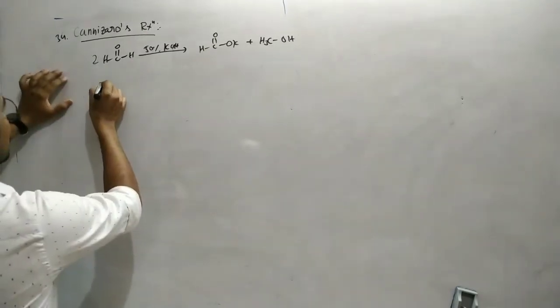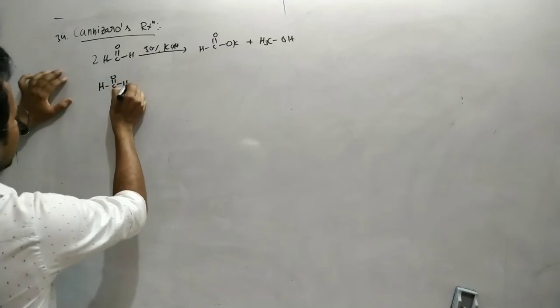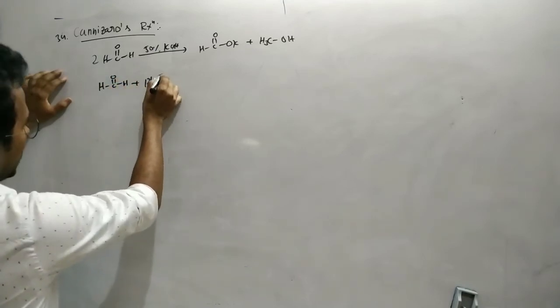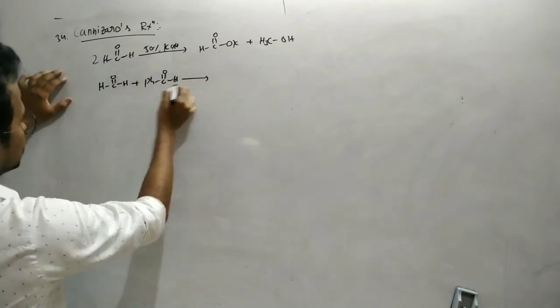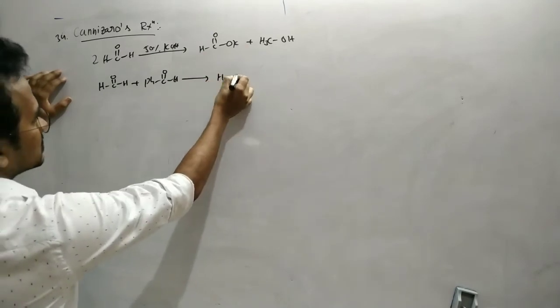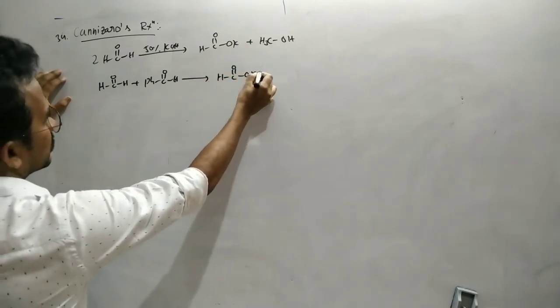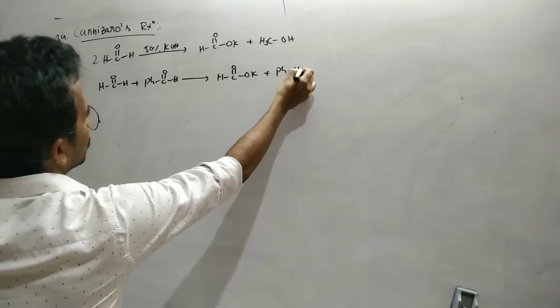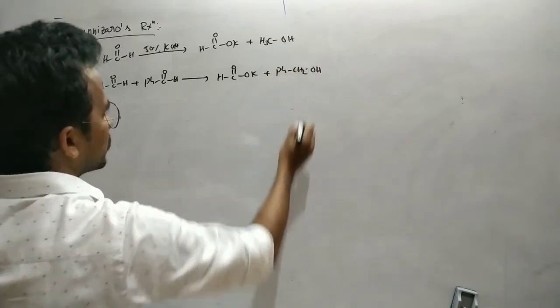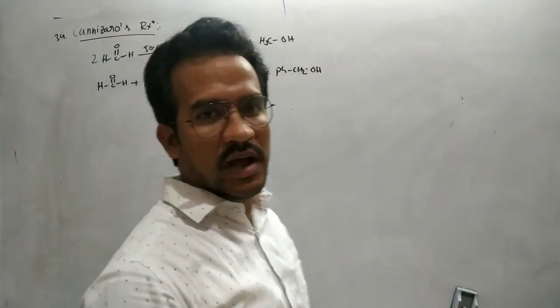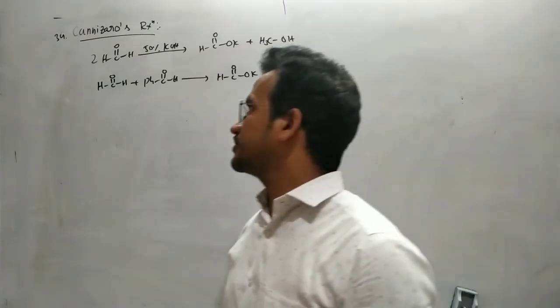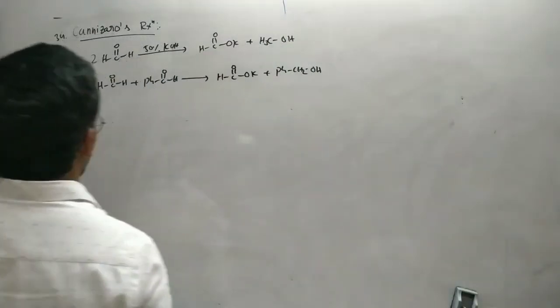Next, suppose 1 mole of formaldehyde and 1 mole of benzaldehyde. It is a crossed Cannizzaro reaction. The more reactive one is oxidized, since aliphatic aldehydes are more reactive, and the less reactive aldehyde is reduced. That is a crossed Cannizzaro reaction.